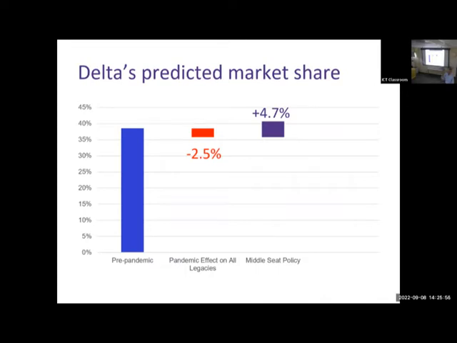And this is primarily because business travel got decimated, leisure travel less so, okay? But Delta, by its middle seat policy, managed to make up for the negative effect, which affected all three legacy airlines. It actually boosted their market share enough to overcome the negative effect and push it back into positive territory again. Right? So Delta did manage to gain market share here, at a time when there was a whole bunch of headwinds. Right?